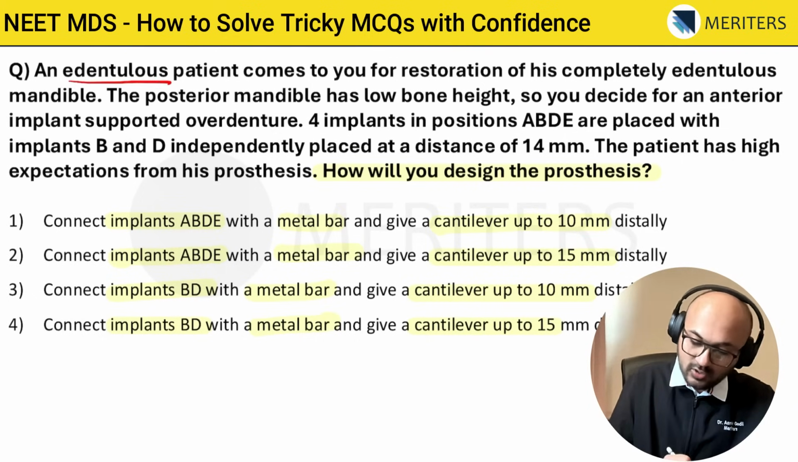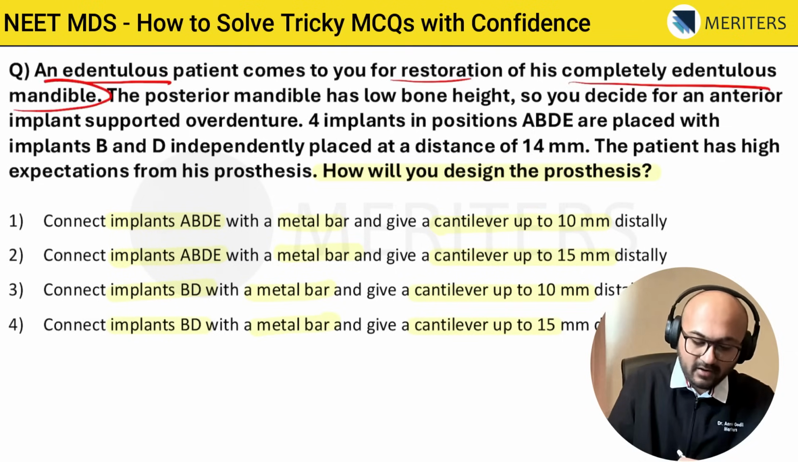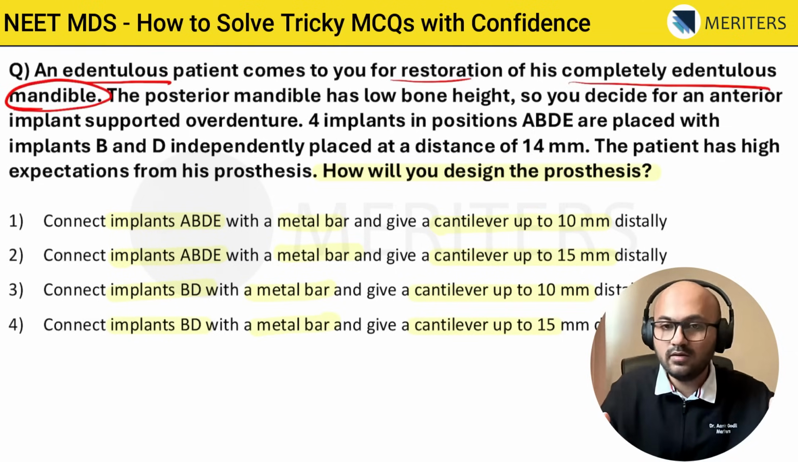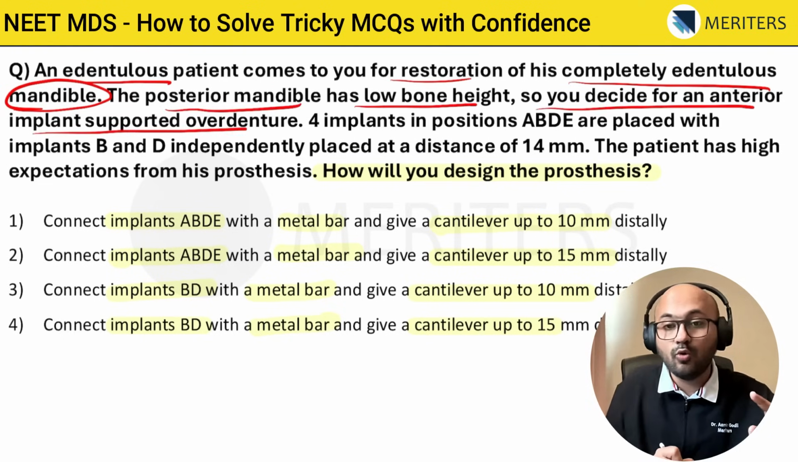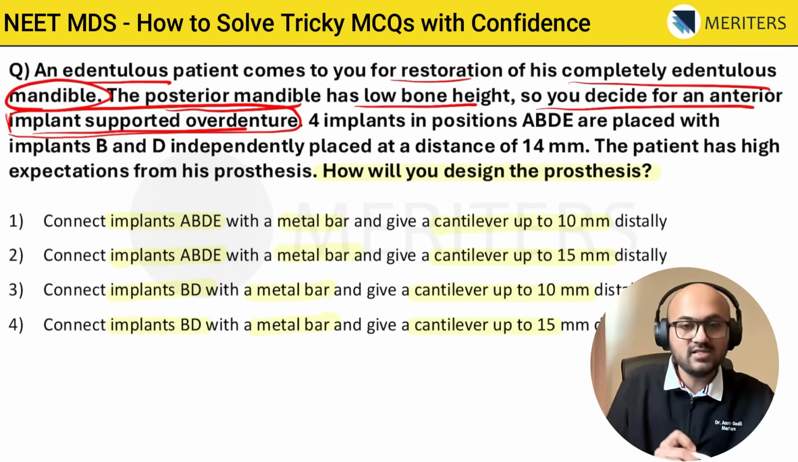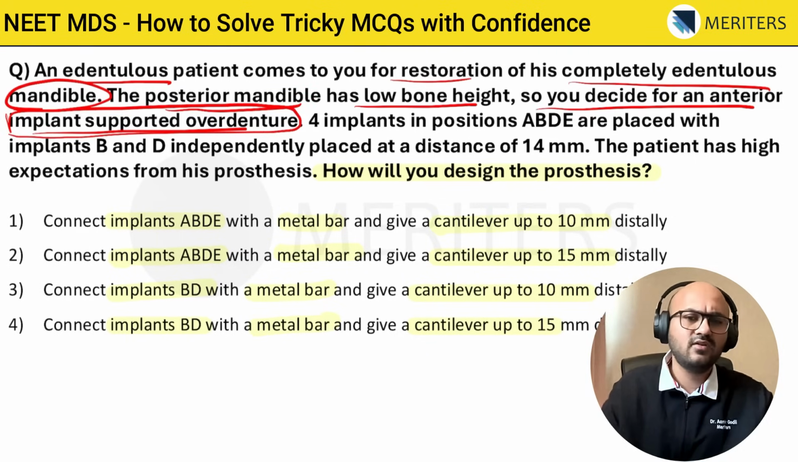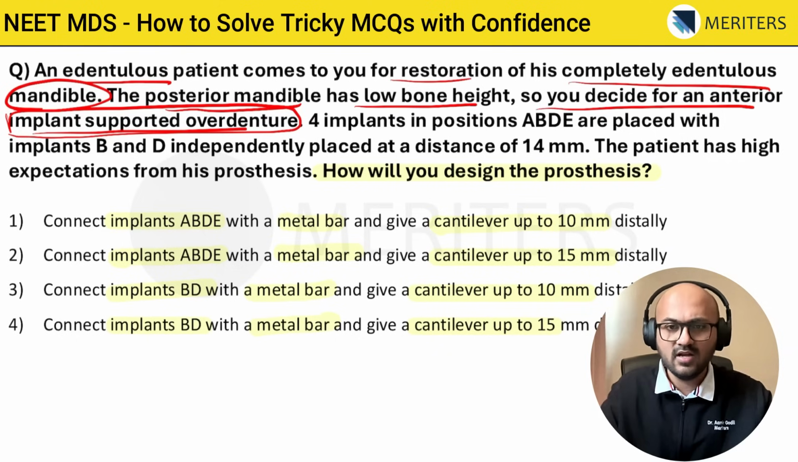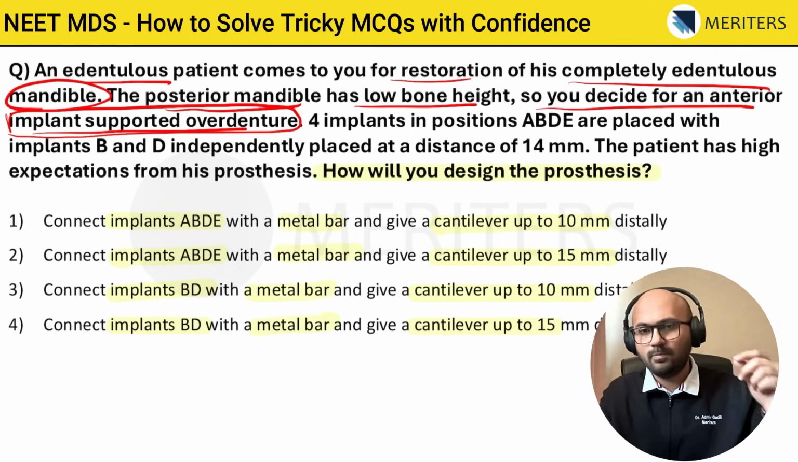So, okay, we have an edentulous patient who comes to you for restoration of his completely edentulous mandible. We picked one keyword: a mandibular, completely edentulous arch. The posterior mandible has low bone height, so you decide on an anterior implant supported overdenture. Now, if you have read anything about implant supported overdenture, which I believe you would have because we have it in the notes, we have it in the workbook, we have discussed videos on it.